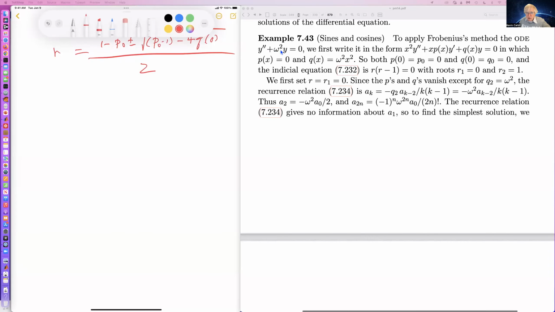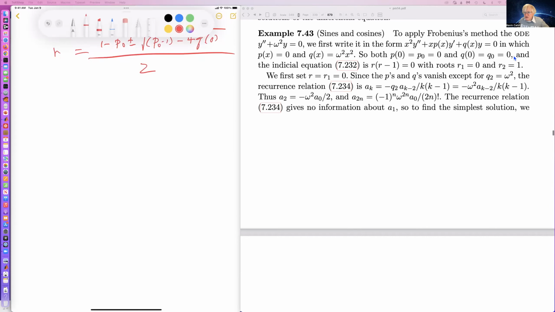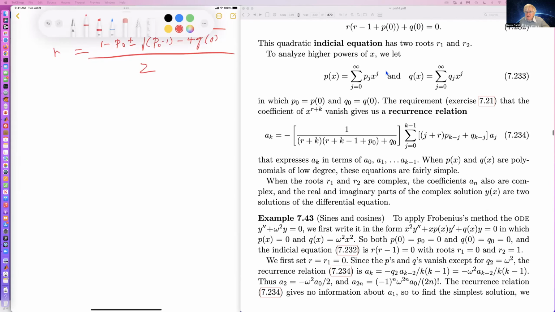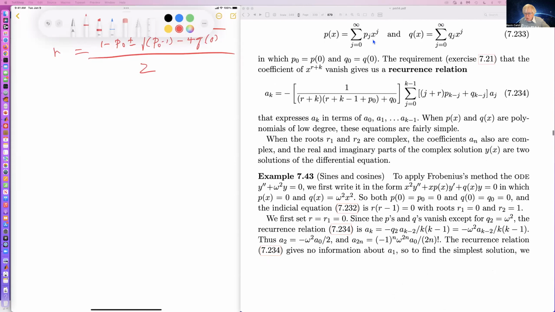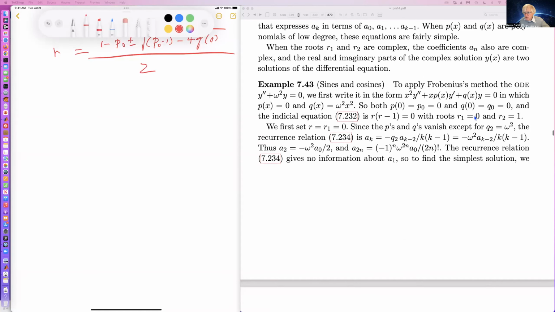If we have y double prime plus omega squared y equals 0, we can write it in this form, and we see P is 0, Q is equal to omega squared x squared. So P of 0 is 0, Q of 0 is also 0. And the indicial equation then is this equation. Both of these are 0, so it's just r times (r minus 1) equals 0. The roots are obviously 0 and 1.